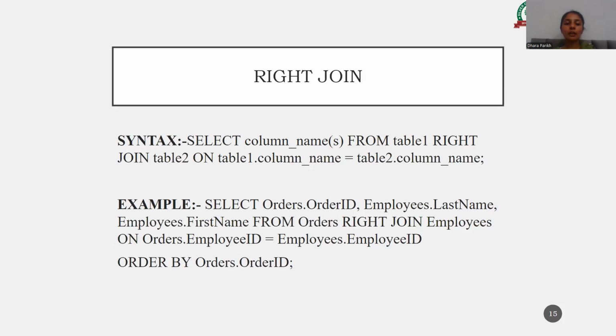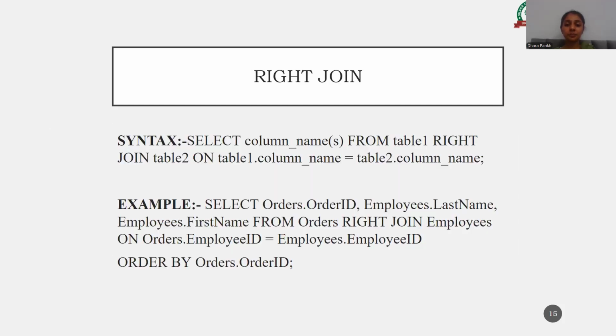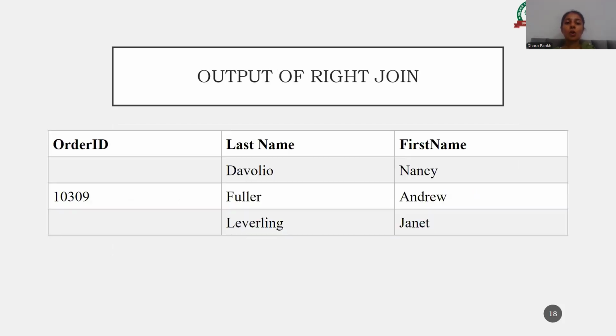So when we have to write a query on these two tables, we get an example of order ID, last name, and first name. Here the employee last name and first name come from the right side of the table. In the output we get the last name and first name as full data, but the order ID is in the left join table. But in this query we have to apply a right join.